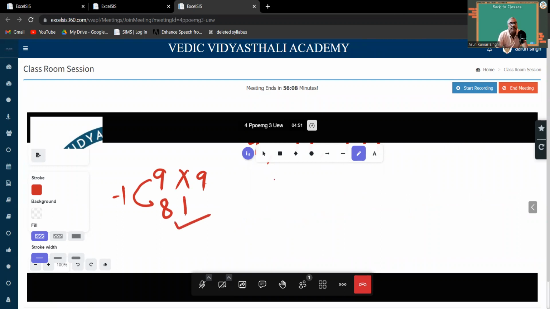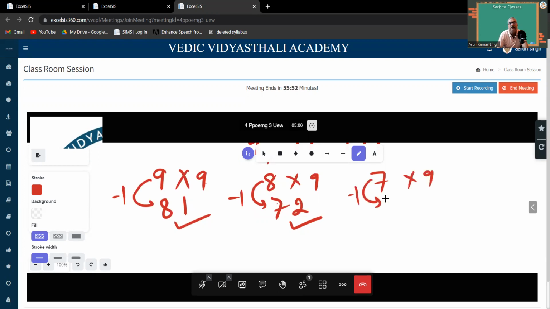You can do the same thing. Suppose it is 8 into 9. Just lessen it by 1, so it is 7. And 9 minus 7 is 2. This is so simple. Same thing, if it is 7 into 9, lessen it by 1, so 6, and 9 minus 6 is 3. So this is so simple.